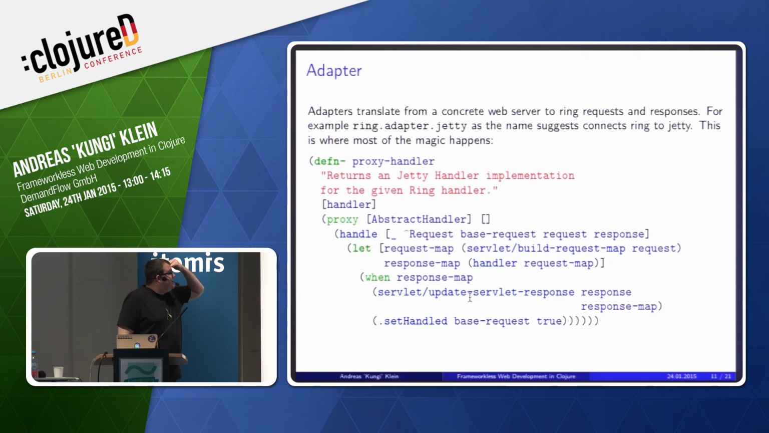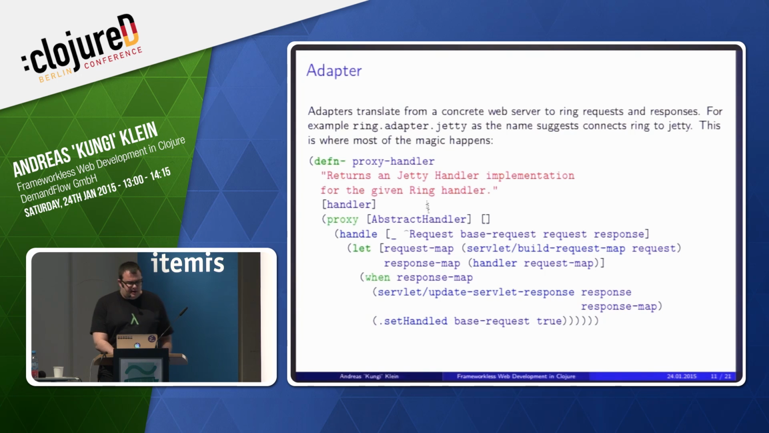With adapters, it gets a bit more complex because we have to know the underlying web server. This is directly from the Ring code for the ring-jetty-adapter. If you're interested in that, just have a look at it. It's, I think, 150 lines. It's quite short and a quite good read.